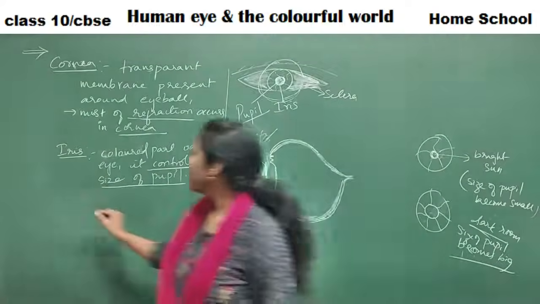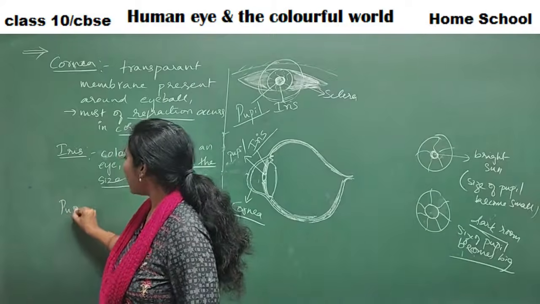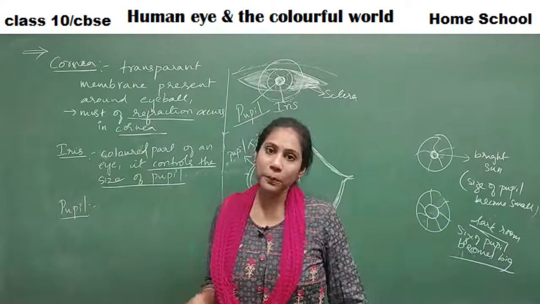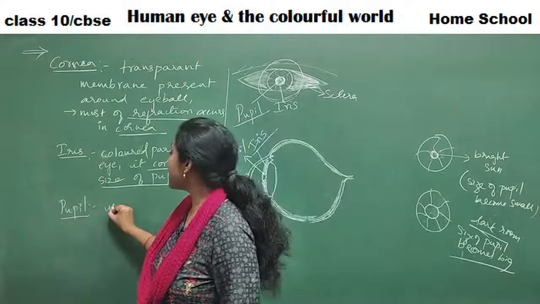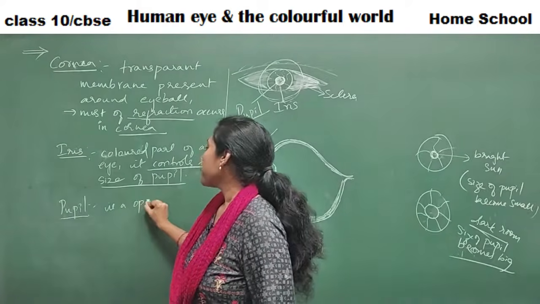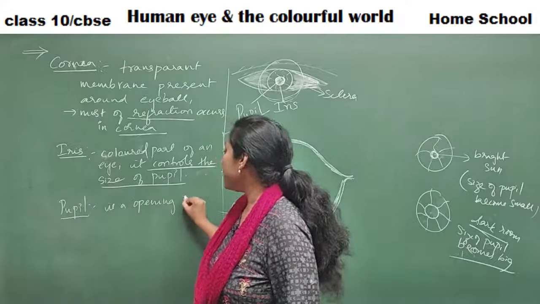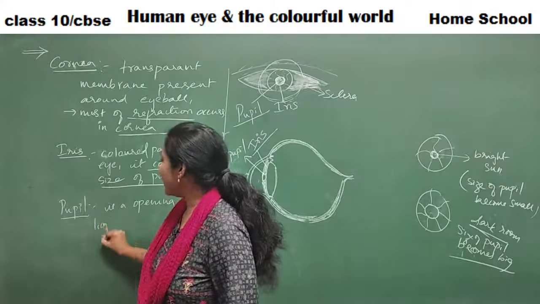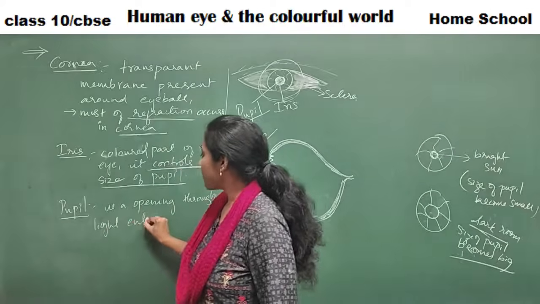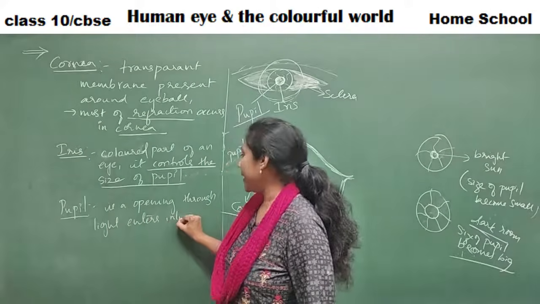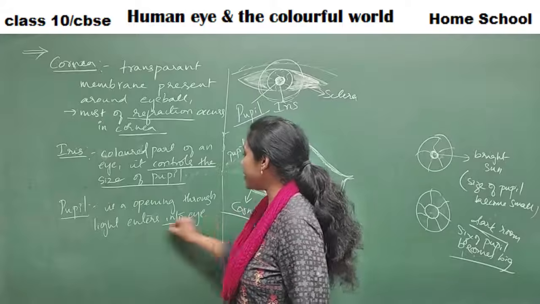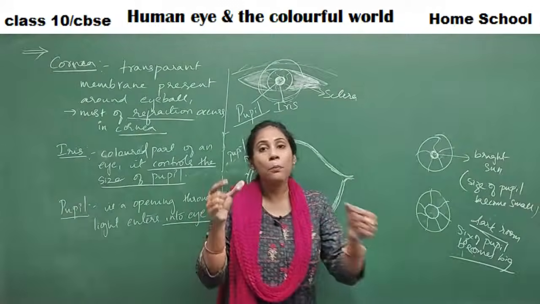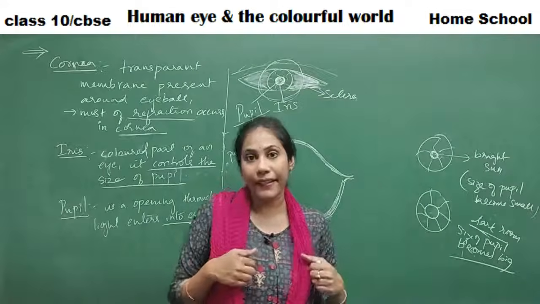Okay, fine. So next, let us talk about the definition of the pupil. So what is a pupil here? The pupil is an opening through which light enters into the eye. I told you the pupil is just like a window, a small window through which light is entering.